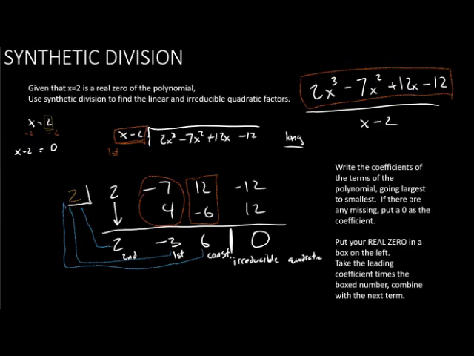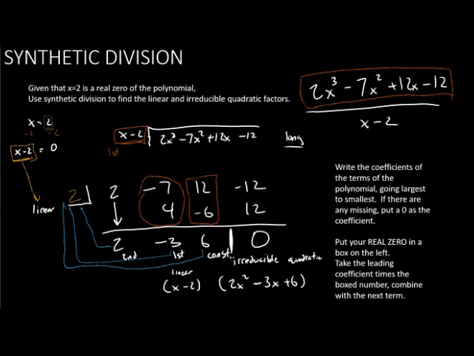We can say our irreducible quadratic will be 2x^2 for our second power term, minus 3x for our first power term, plus 6 for our constant. The linear term that goes with that comes from the 2, which is in the box on the left. You may recall that we said that if we moved that 2 over, it would give us x - 2. That x - 2 will be our linear term. Therefore, below, we'll write that our linear term is x - 2.